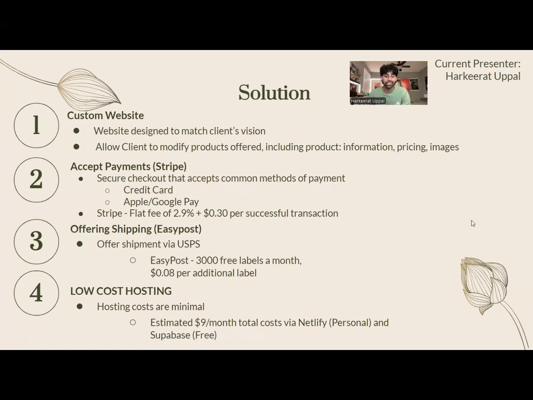And for shipping, we'll be using EasyPost, which offers shipping labels via USPS. The first 3,000 labels are free, and additional labels are 8 cents. Currently, our client is a low volume client, so this will satisfy her needs. 3,000 will be perfectly fine for her. And low cost hosting. Hosting costs will be minimal. It'll be an estimated $9 per month using Netlify Personal, and we will be using the Supabase free tier, so there won't be any cost for the database.